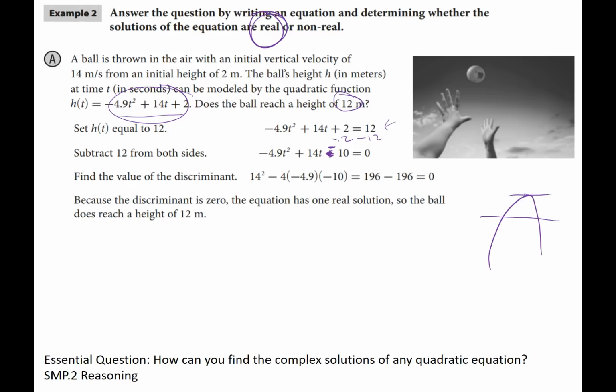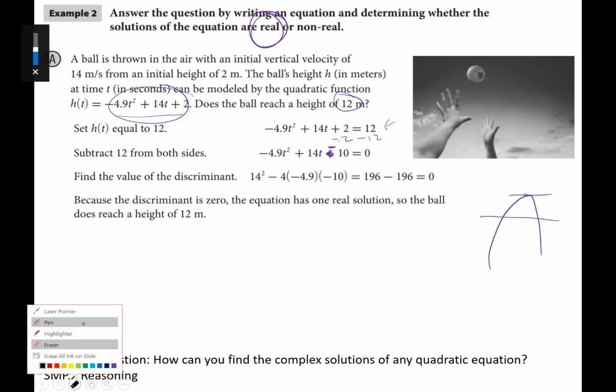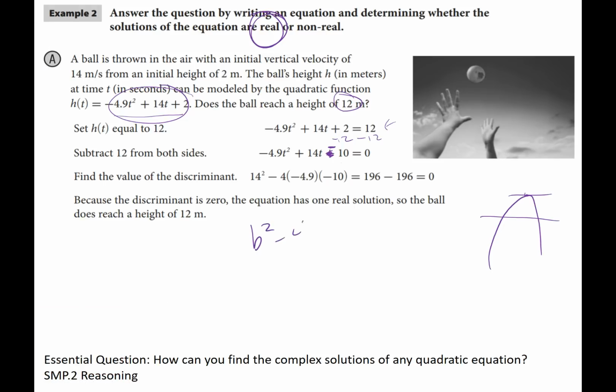Let's see what it says in my book. It still says a positive 10. Okay, let's see what they do with it from there. Then the value of the discriminant, remember, it has to go in the formula b squared minus 4ac. I don't know why I'm saying negative b. So it has to go in the formula b squared minus 4ac. Okay. And remember that this is the a, that's the b, and this is the c.